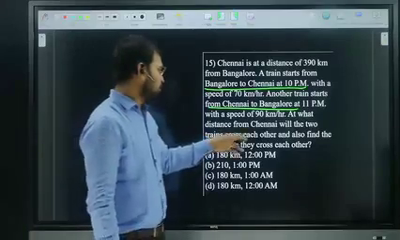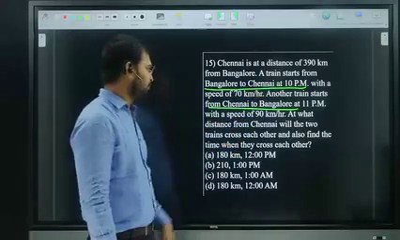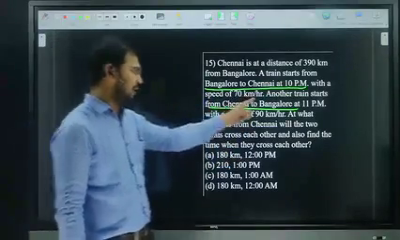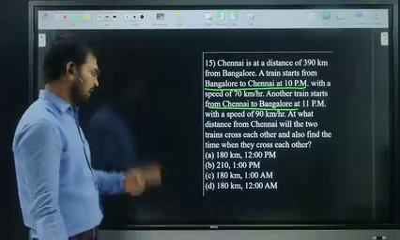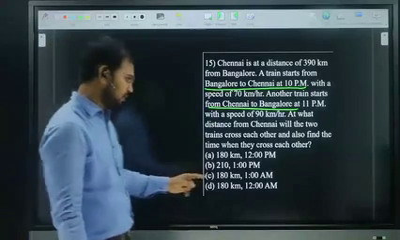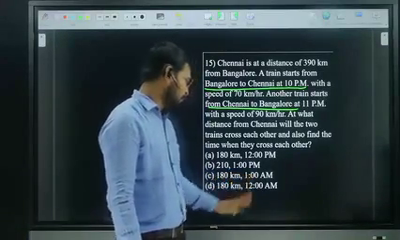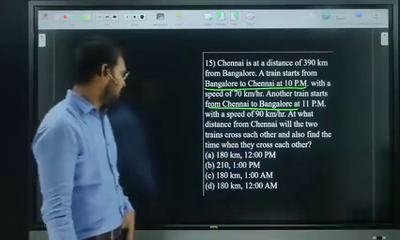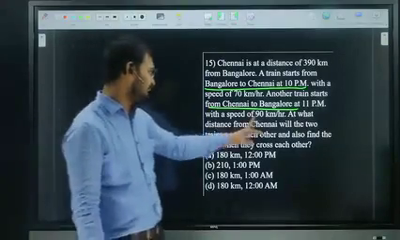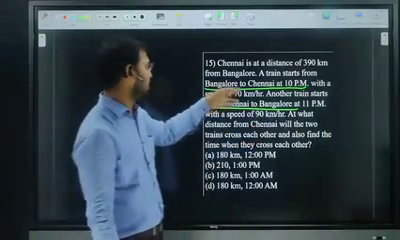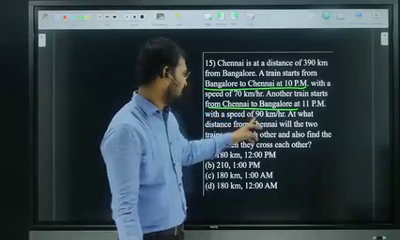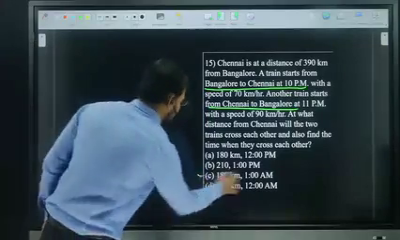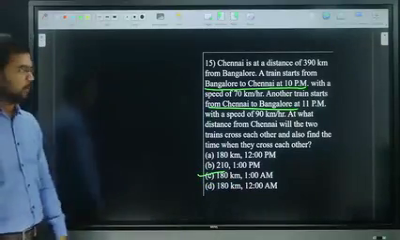After 11 o'clock, the remaining distance is 320. 90 plus 70 is 160. 320 by 160, it will take exactly 2 hours after 11 o'clock, which is 1 o'clock. They're asking at what distance from Chennai? The second train started from Chennai at 90 km per hour, 2 hours is 90 into 2, 180. Your answer is 180, so your answer is option C. All of you understood? Very good.